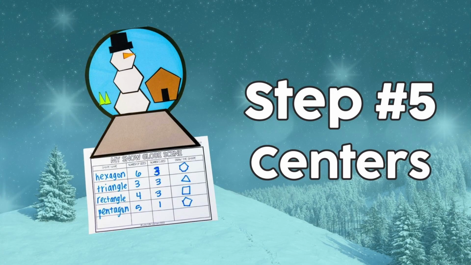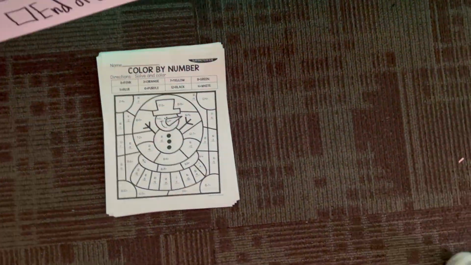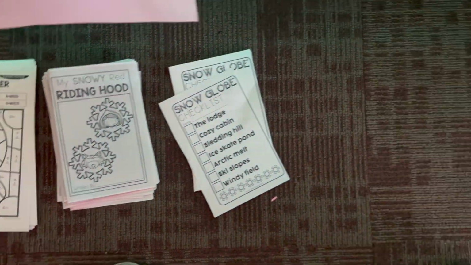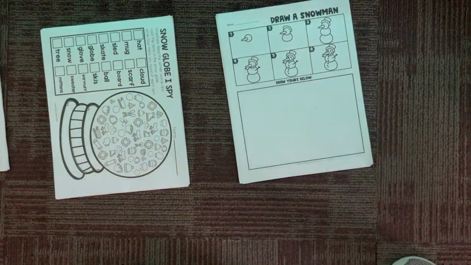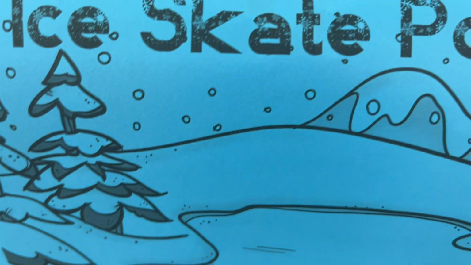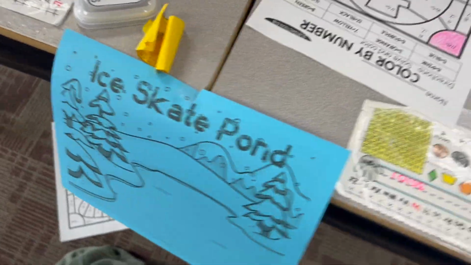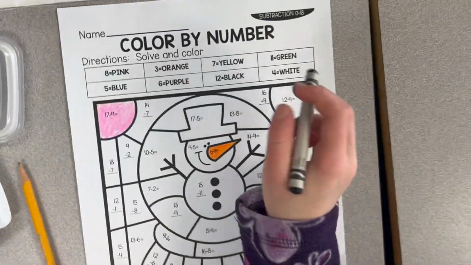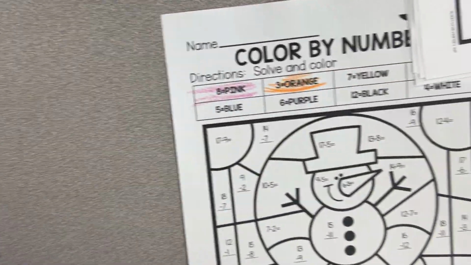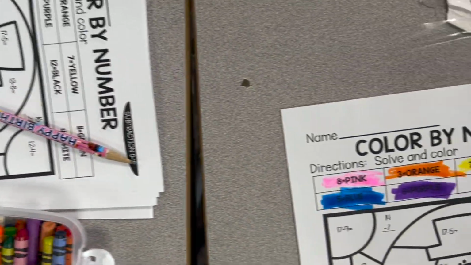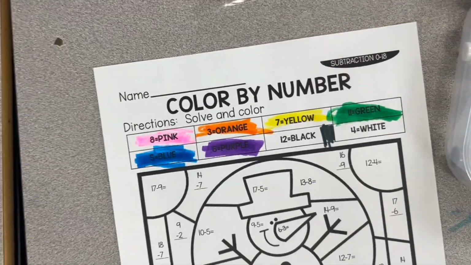Step 5 is centers, and this really takes up the bulk of the transformation. There's a lot of station ideas to choose from. These are the ones I went with this year: some math, reading, and art. Here's a closer look at all 4 of my stations. At my skating pond, they were completing a subtraction through 18, color by number. It was a really good review for what we've been working on in our math curriculum.